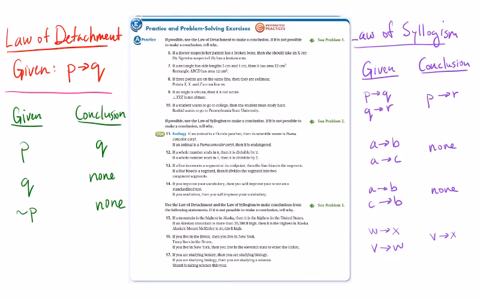In 2-3, or actually 2-4, excuse me, we talked about the law of detachment and the law of syllogism. So the law of detachment says that if you're given an initial conditional, and we're given that as if it were true, if P then Q, then if you're given the hypothesis, you can conclude that the conclusion is true.